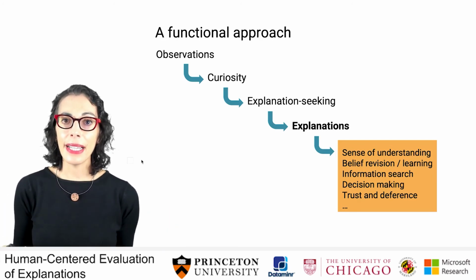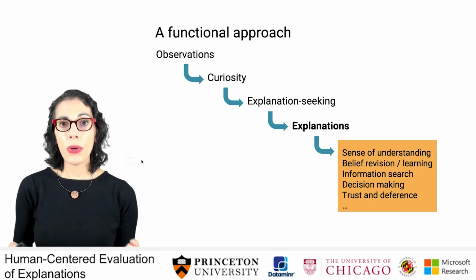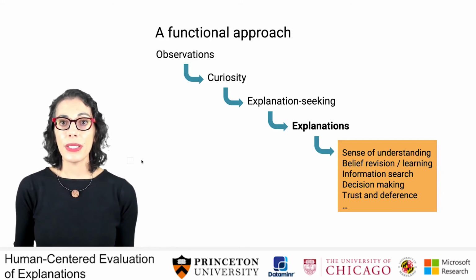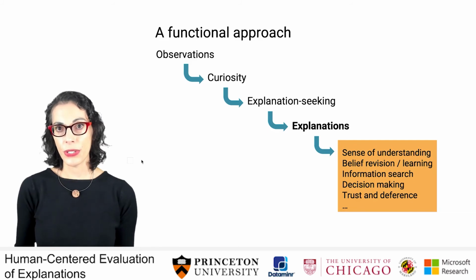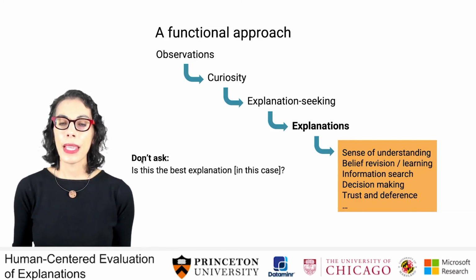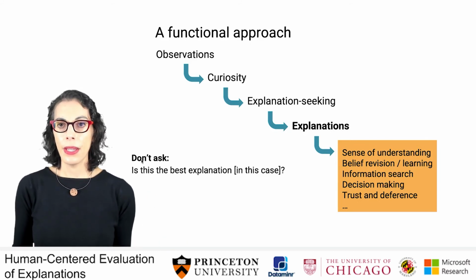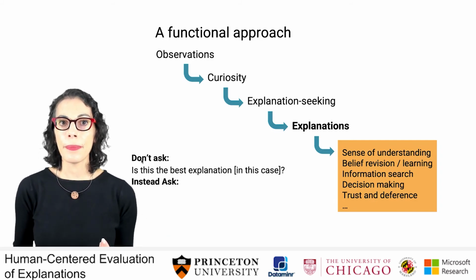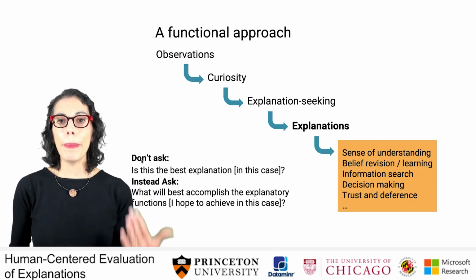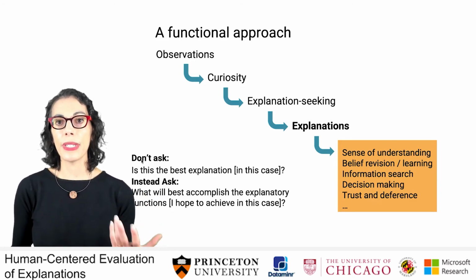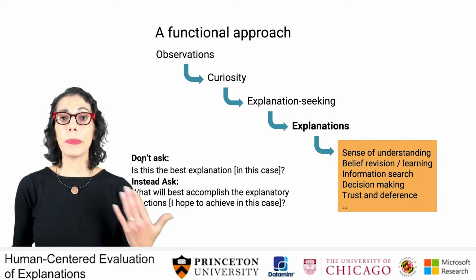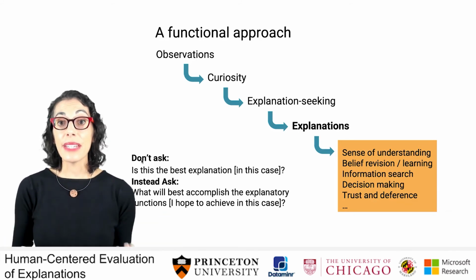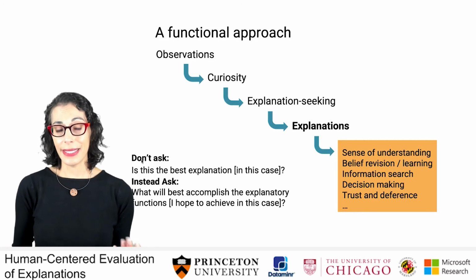In the context of XAI and other applications, this means that it's especially important to be clear on what the goal of a given application is. This also suggests a shift in the questions we ask to guide research. For instance, instead of asking, "Is this the best explanation in this case?" where we begin with an analysis of the properties of the explanation or generic criteria for explanatory goodness, we can ask, what will best accomplish the explanatory functions I hope to achieve in a given application? This forces us to be explicit about what we're trying to accomplish and should help direct us to the features of explanations that are likely to matter in a given application, including how we might assess success.